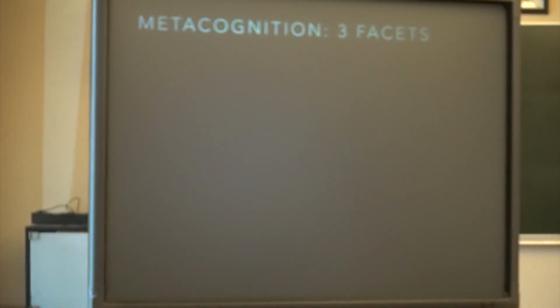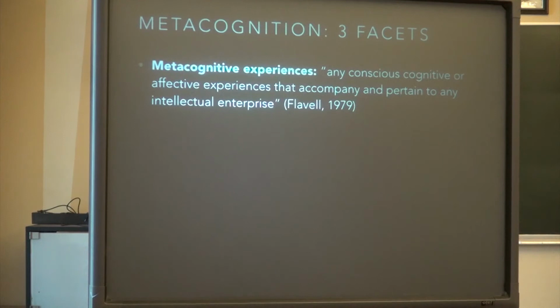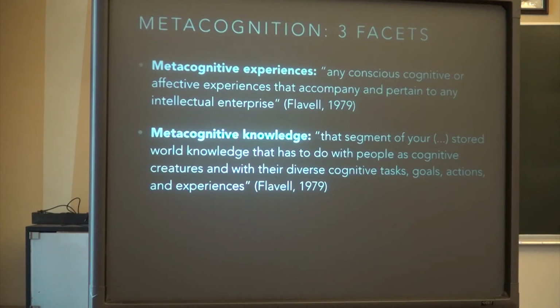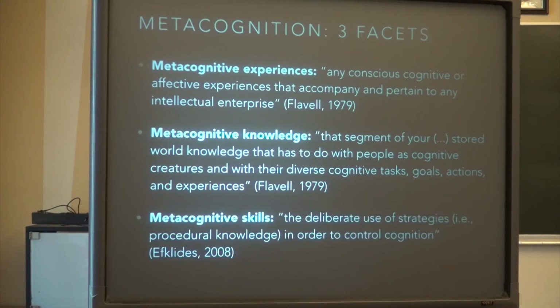One common distinction within metacognition research is to distinguish between, on the one hand, metacognitive experiences, which is any conscious cognitive or affective experience that accompanies and pertains to any intellectual enterprise. That's an old definition, but metacognitive experiences are often studied within psychology, for example, feeling of knowing, judgments, confidence ratings, judgments of learning, etc. Then we have metacognitive knowledge, which refers to declarative knowledge about one's own cognitive processes. And then we have metacognitive skills, which can be defined as the deliberate use of strategies in order to control cognition. So this is a very simple way of understanding metacognition as a phenomenon in its broad sense.